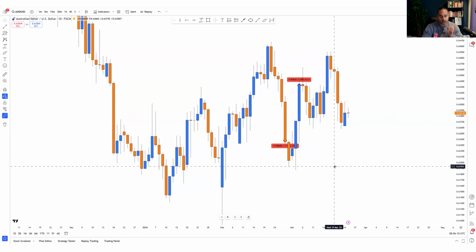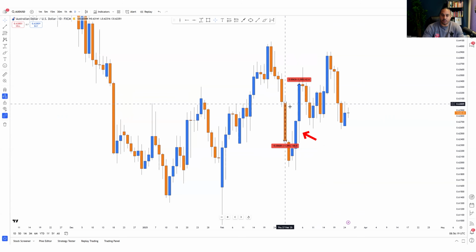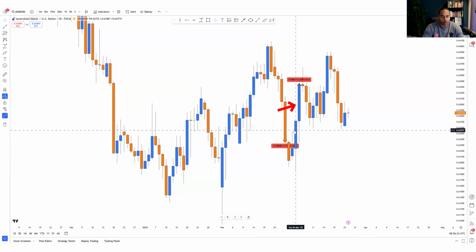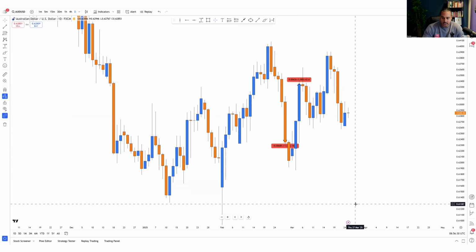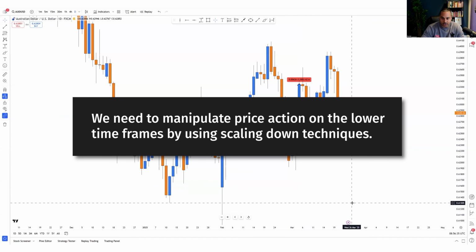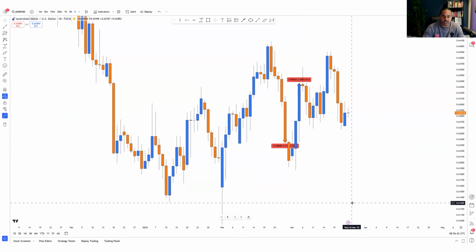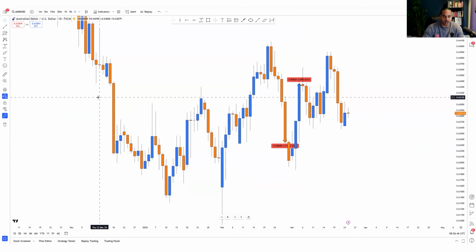Now, why does this matter? More often than not, when a candle closes bearish, price follows through with another bearish candle. And when a candle closes bullish, more often than not, another bullish candle follows. In this instance, bullish. But the question is, how do we take advantage of this? We need to manipulate price action on the lower time frames by using scaling down techniques. And I'm going to share with you 3 entry methods that you can consider incorporating into your own trading.